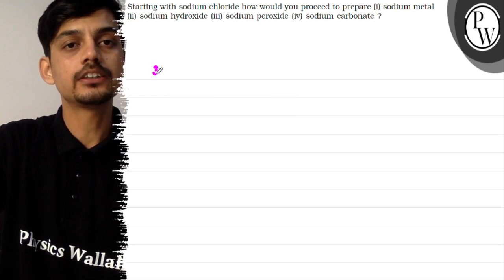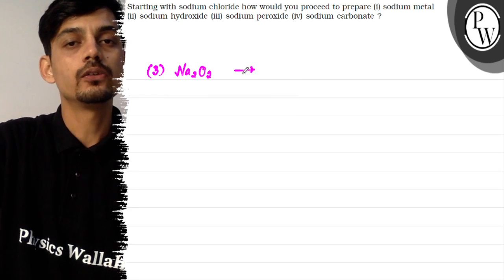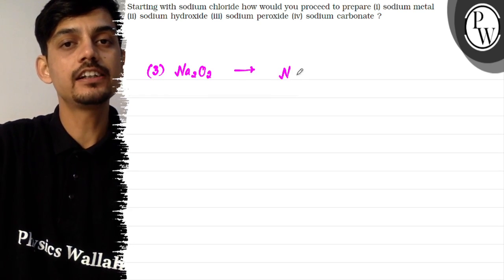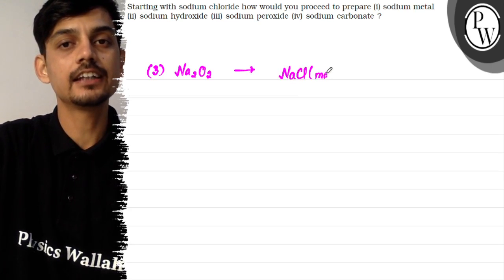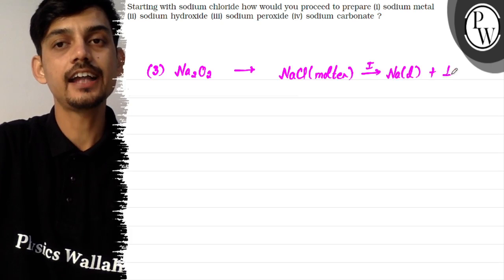Now the third preparation method is for sodium peroxide, which is Na2O2. तो बेटा सोडियम peroxide सोडियम मेटल से डायरेक्टली बना सकते हैं. तो फर्स्ट हम NaCl से एज प्रीवियसली जैसे अभी हमने बनाया था मॉल्टन NaCl की इलेक्ट्रोलाइसिस करेंगे एंड फर्स्ट वी विल गेट सोडियम मेटल at cathode and chlorine gas at anode.